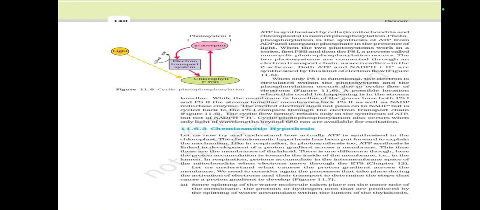Let us understand what causes the proton gradient across the membrane. We need to consider again the processes that take place during the activation of electrons and their transport to determine the steps that cause the proton gradient to develop. Figure 11.7. Since splitting of the water molecule takes place on the inner side of the membrane, the protons or hydrogen ions that are produced by the splitting of water accumulate within the lumen of the thylakoids.